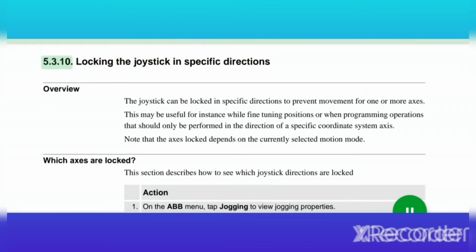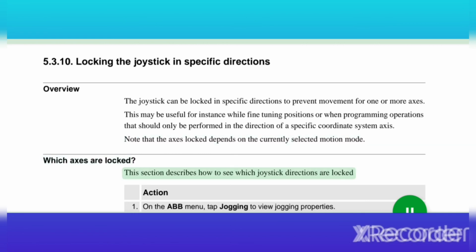5.3.10. Locking the joystick in specific directions. Overview. The joystick can be locked in specific directions to prevent movement for one or more axes. This may be useful, for instance, while fine-tuning positions or when programming operations that should only be performed in the direction of a specific coordinate system axis. Note that the axes lock depends on the currently selected motion mode.